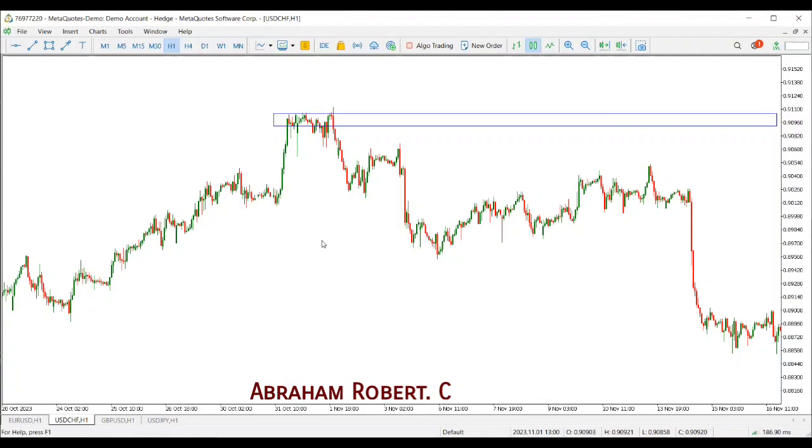Support and resistance is a very important concept of Forex trading. Now, what is support and resistance? Support is a price point below the current market price that indicates buying interest.